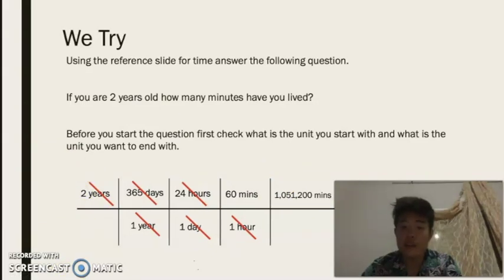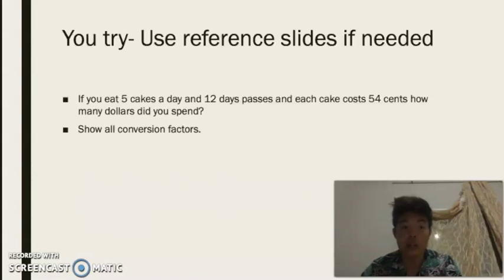Alright, now that we have done this problem together, I want you to try this problem on your own. Now remember, I want you to use the reference slides that are attached at the bottom of this video. So the problem is, if you eat 5 cakes a day and 12 days passes, and each cake costs 54 cents, how many dollars did you spend?